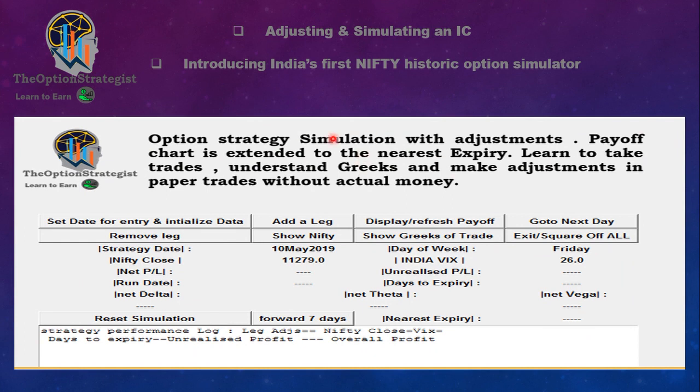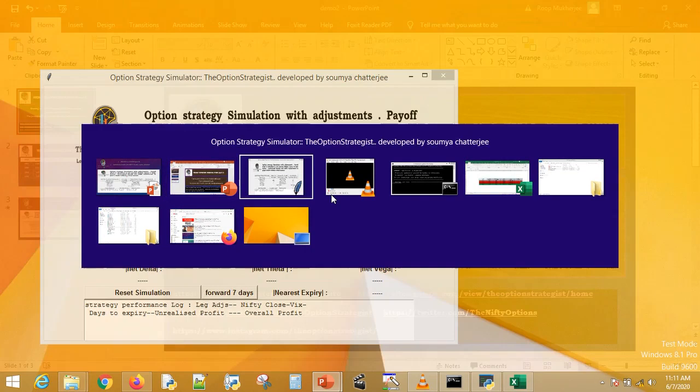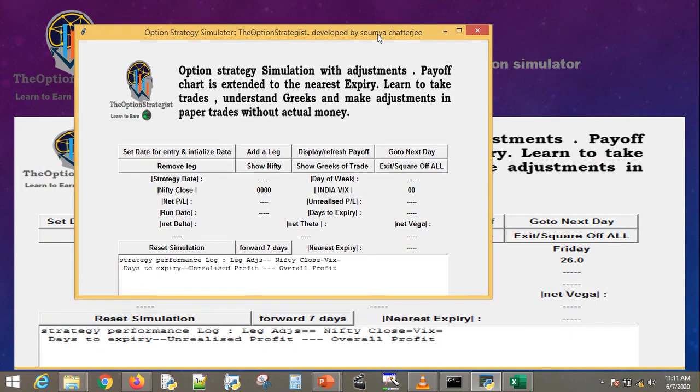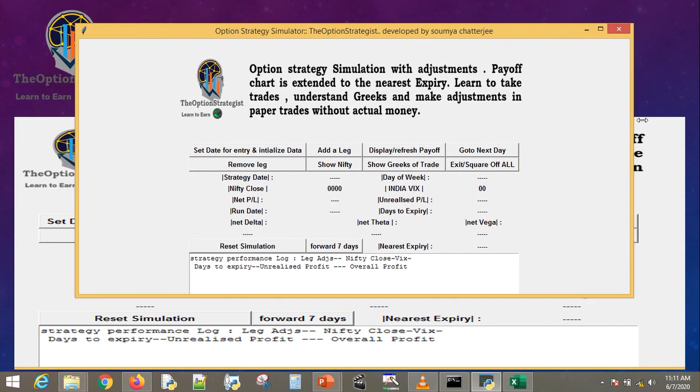This is the first option strategy simulator in India to go ahead with historical data with actually no money involved. So this is the software screen that I have opened for you guys.